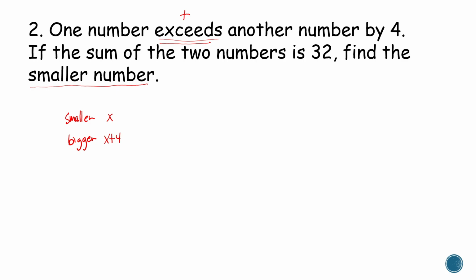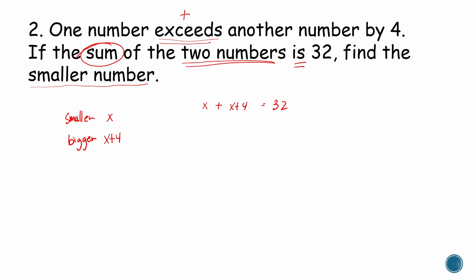Now let's go to the second sentence. It says here, if the sum of the two numbers is 32. Now the two numbers we are talking about here are the smaller and the bigger number. So smaller number plus the bigger number. We are using plus here because of the word sum. That means addition. So x, the smaller number, plus the bigger number, x plus 4, and the result is 32. Is means the equal sign. All right, so now we have an equation that represents the problem.